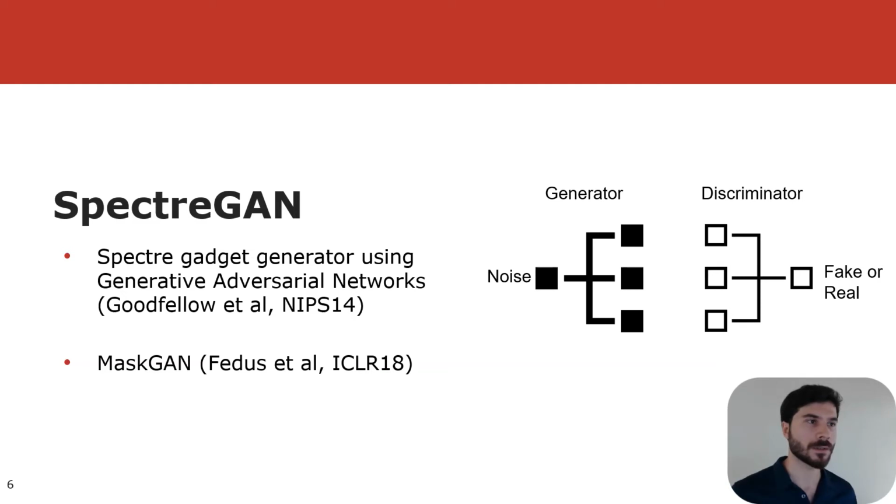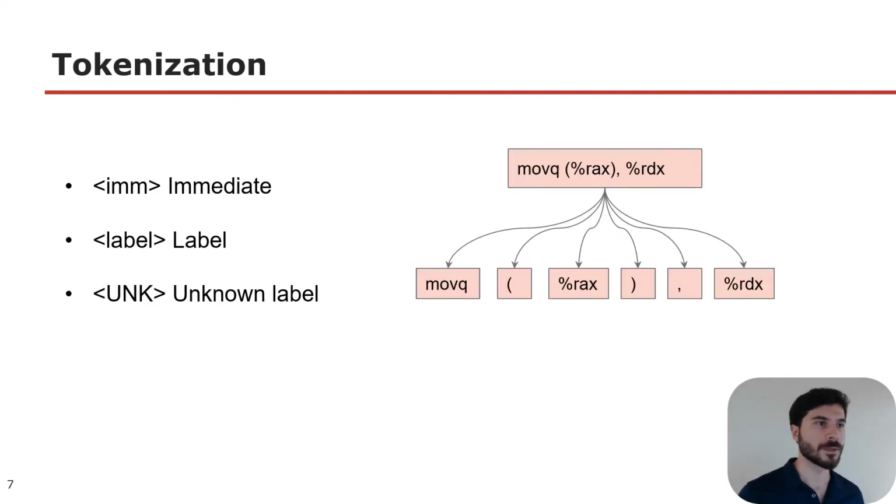In ICLR 2018. To input the assembly functions that we have created, we tokenize each instruction. For example, if there's an instruction like this one here, the opcode, parentheses, commas, and register names are counted as separate tokens. To limit the number of possible tokens, we represent the immediate values and labels with special tokens. Also, we represent the instructions or operands that are not frequently used with an unknown label.